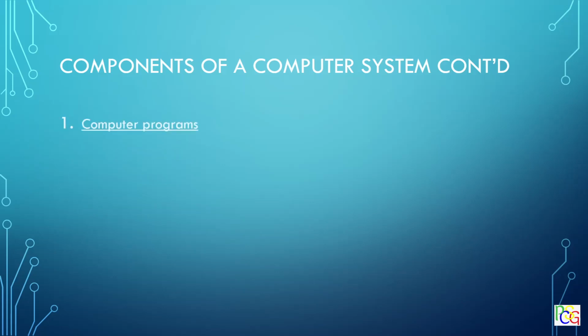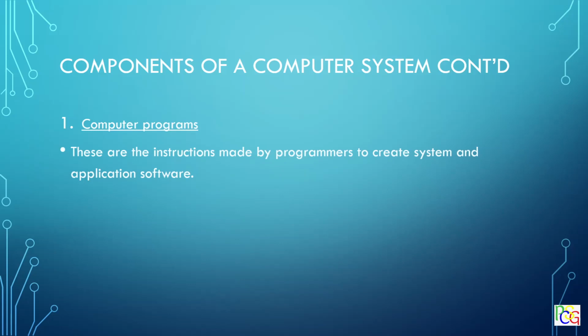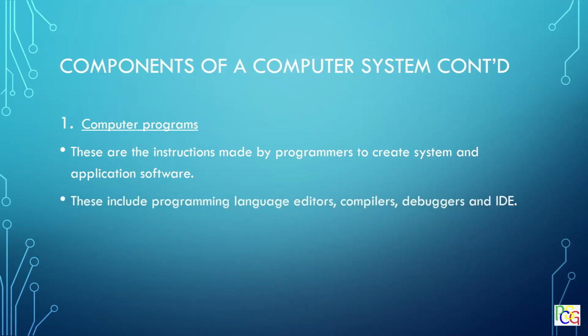First, we're going to look at computer programs. These are the instructions made by programmers to create system and application software. These include programming language editors, compilers, debuggers, and IDE. IDE is Integrated Development Environment, I think, and that would have programming language editor tools, compiler tools, and debugger tools. So when you move on to programming, you're going to encounter all of that stuff. But those are computer programs. I'll just leave this up for a bit so you can copy it if you'd like.